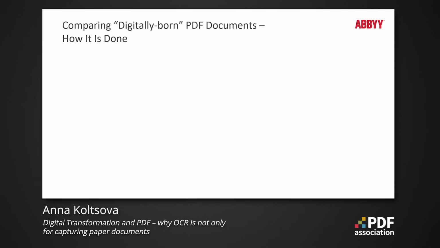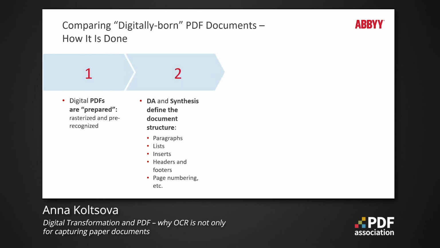How the comparison works in case of digital PDFs. First, they are prepared, rasterized, and pre-recognized. Then, the document analysis and synthesis system defines the document structure, finding such elements as paragraphs, lists, inserts, headers and footers, page numbering, and so on.